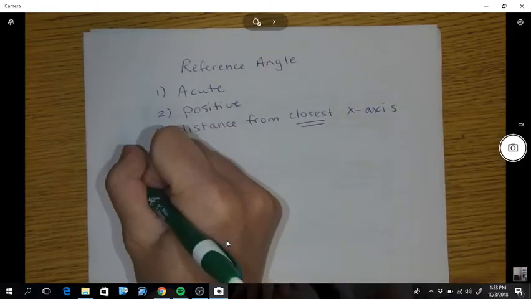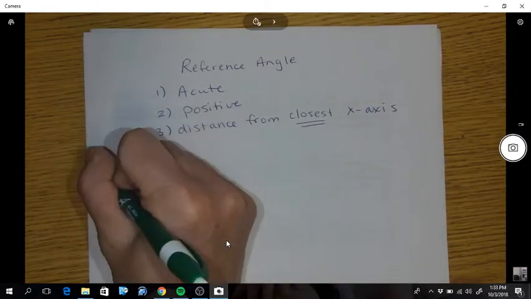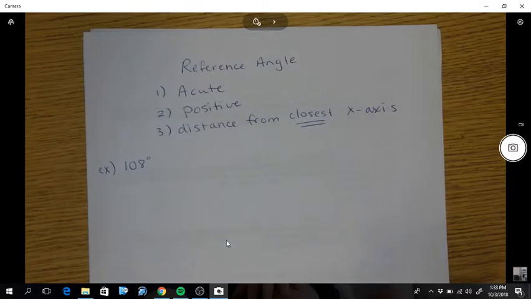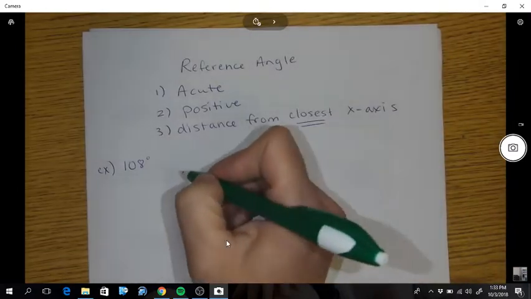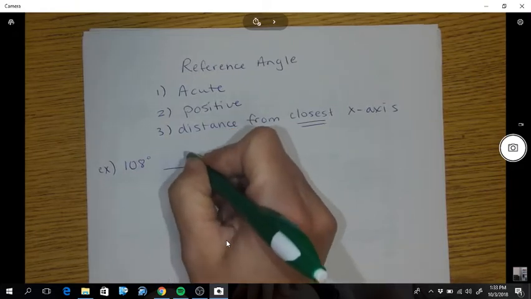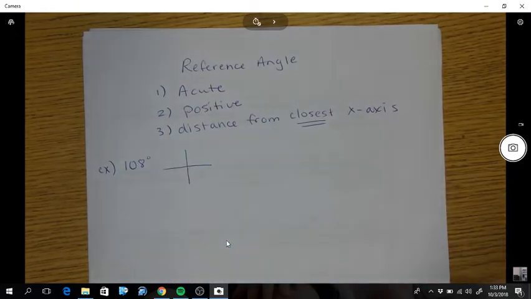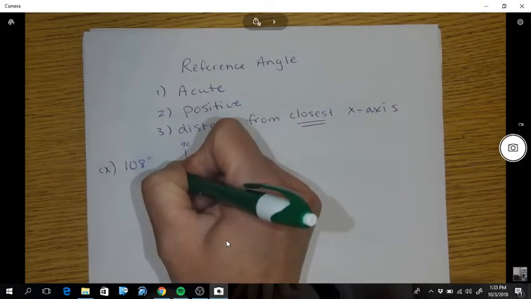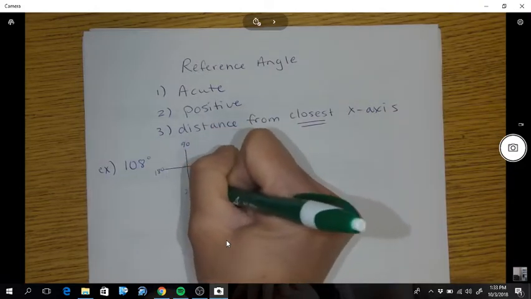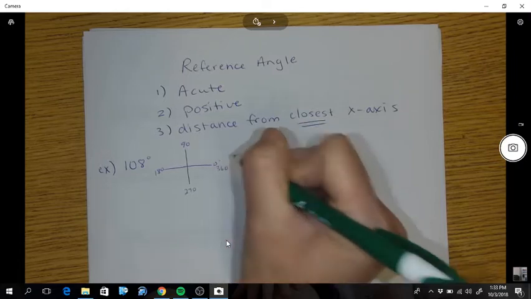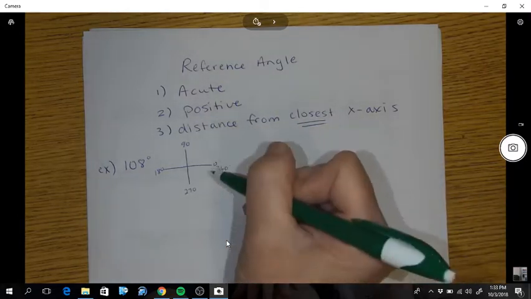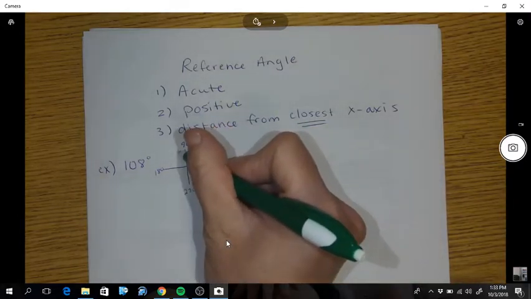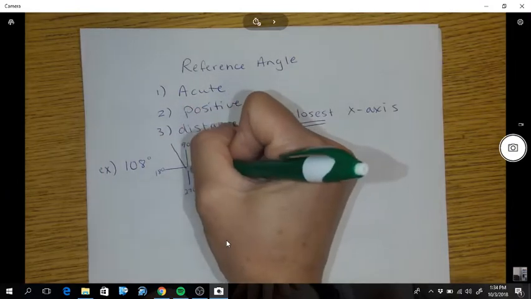Okay, so if I give you, for example, 108 degrees, we need to draw that out. So if there's a quadrant, this is 0, 90, 180, 270, and then 360. Okay, so drawing 108 degrees would end up about here.